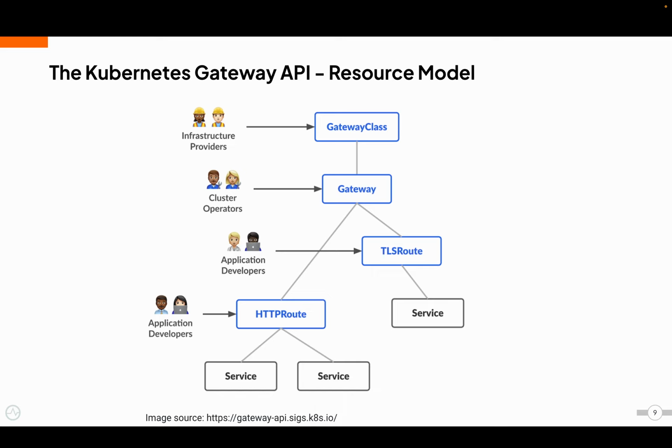Then come the application developers who develop these shopping cart applications, payment applications. They are developing applications or services that they need to expose to the outside. In that case, they can simply refer to the gateway, and within the gateway they can implement a TLS route. They don't get any permission to modify the gateway or gateway class, but they can simply write their route and link that to the gateway. That way, it's very easy to implement proper RBAC and build up a proper resource model. That is one of the main advantages of the Gateway API specification.